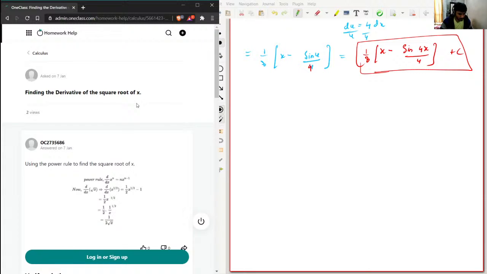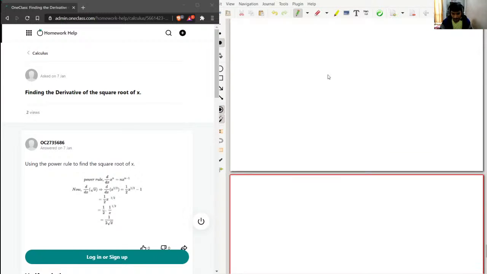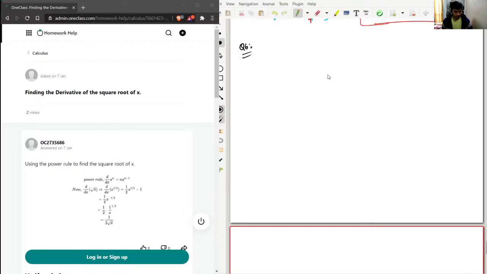I will go for question number 6. This time I'll start with black color. This is question number 6. I'll just scroll this. Yeah. So we need to find the derivative of square root of x. So d dx of square root of x.